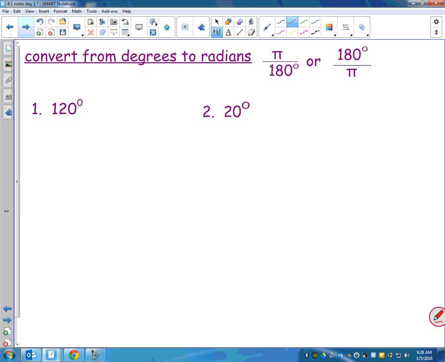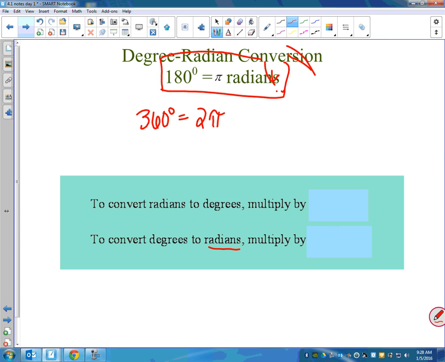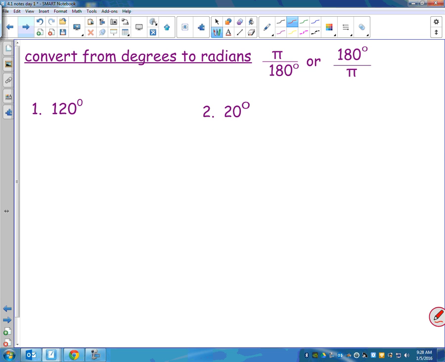So to convert from degrees to radians, if you didn't know which one to multiply by, you should be able to just think about it: if I want the degrees to cancel out, I'm going to multiply by the one that has degrees on the bottom. So if I want to change 120 degrees to radians, I'm going to multiply by pi over 180 degrees. Just like feet would cancel out, or seconds would cancel out, our degree symbols will cancel out, and then our answer is left in radians.